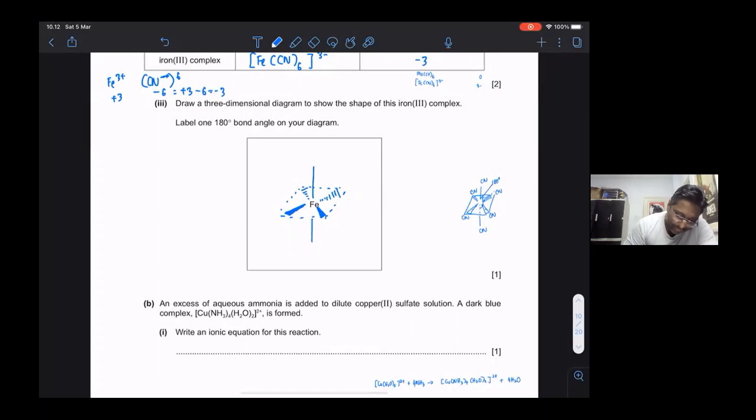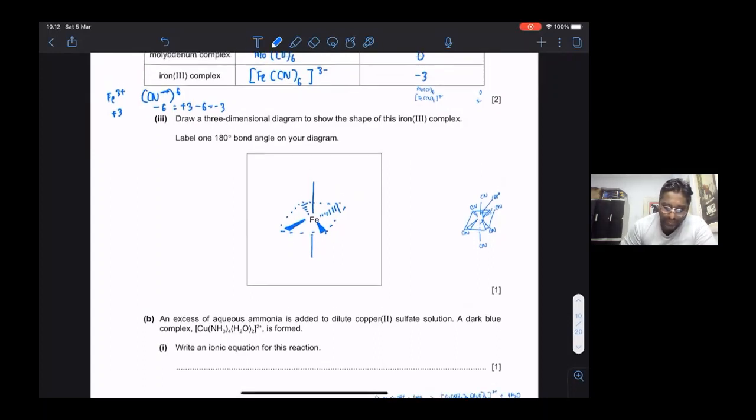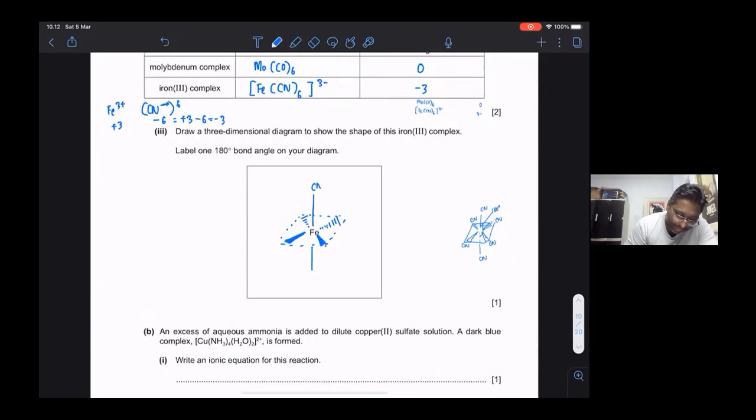And then up and down, the complex is going to be bonded to CN. To be exact, because the lone pair is coming from the nitrogen, maybe I'll put it like this, NC, and so on for the others. At least something like this.